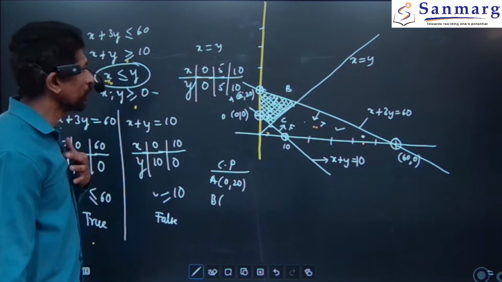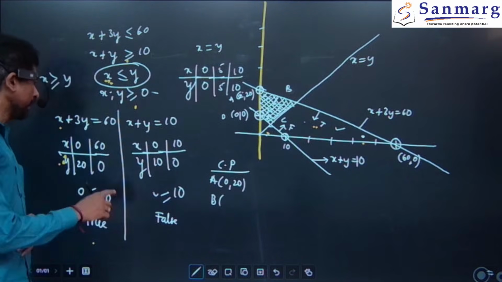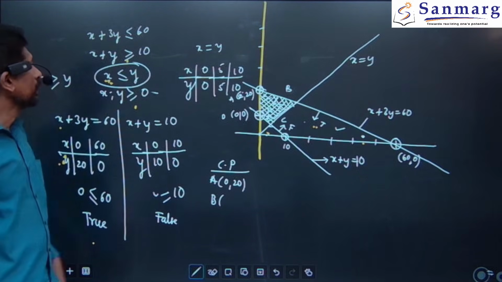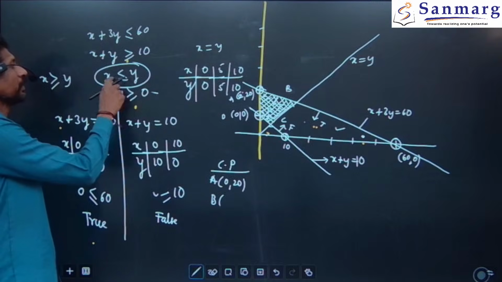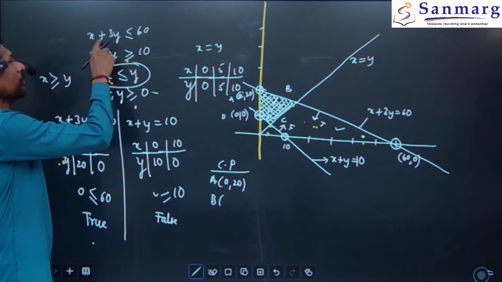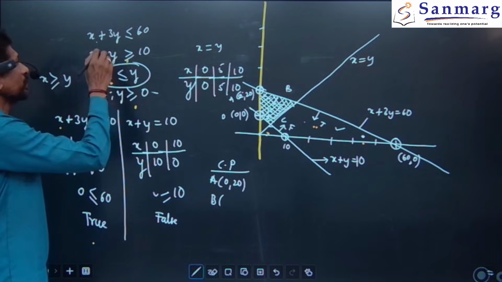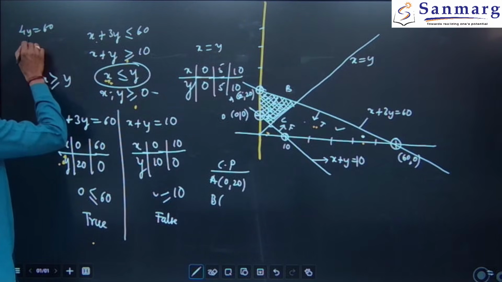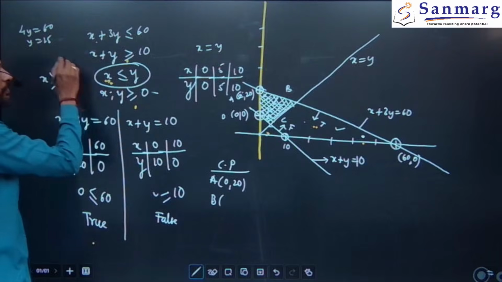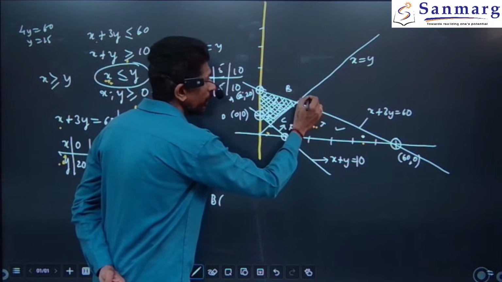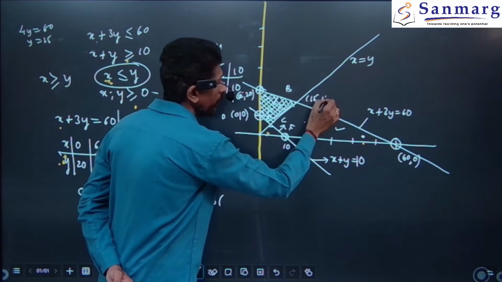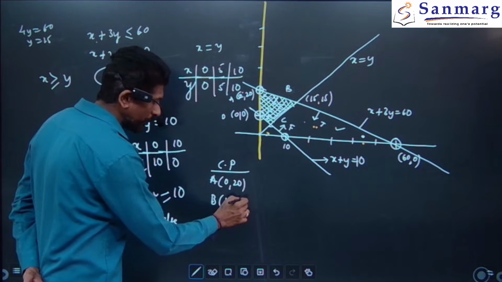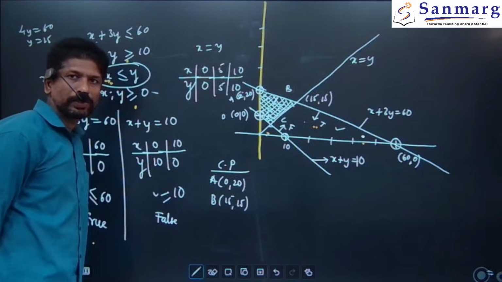The B part becomes automatic by the analytical method. If you substitute that in the first part, x is equal to y, which automatically becomes 4y is equal to 60. If 4y is equal to 60, y becomes 15. If y is 15, x also becomes 15. This point is 15, 15. Understood? The B point is 15, 15. The x value is also 15, y is also 15.